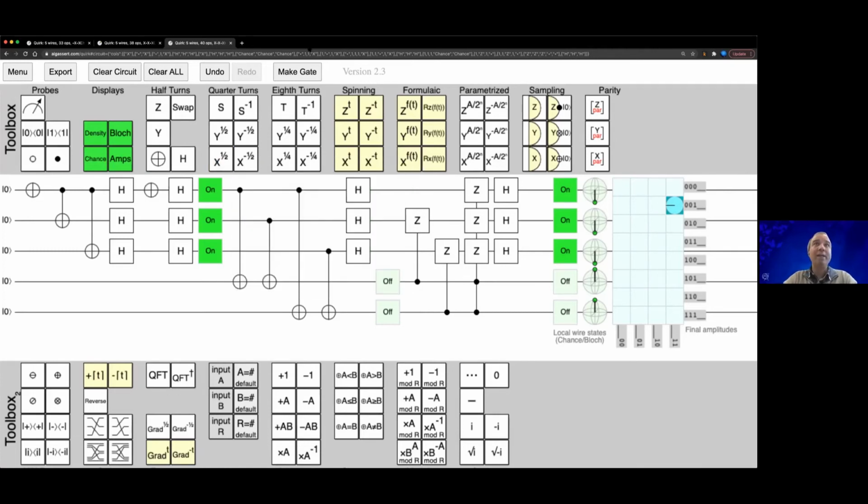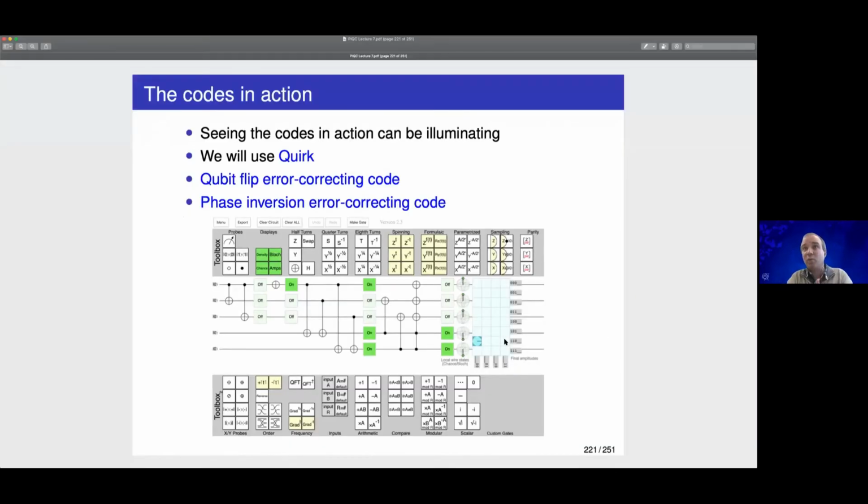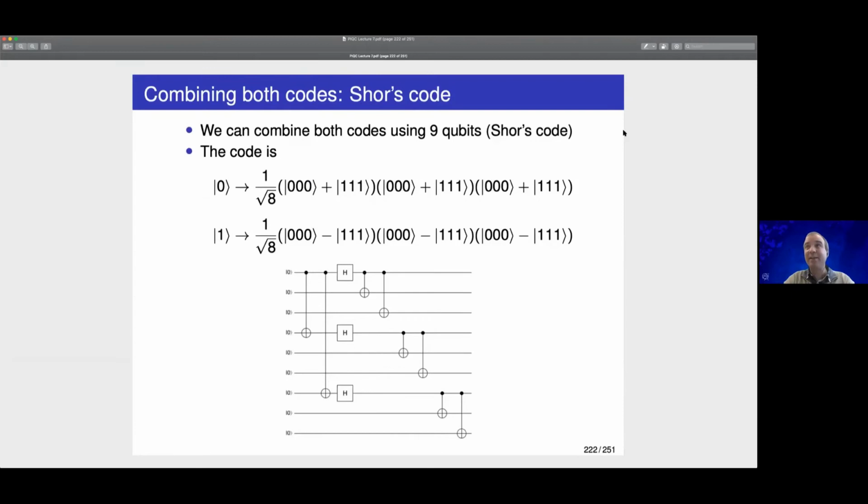Okay, so we need something that protects against both kinds of errors, because if I only use one of the codes, then I'm protected against one kind of error, but maybe the other one is happening. And if I choose the other protection against phase inversion, then if a qubit flip happens, I'm not protected. Can I protect my qubits against both kinds of errors? Well, the answer is yes, but I need a slightly more complicated code, which is called the Shor code.